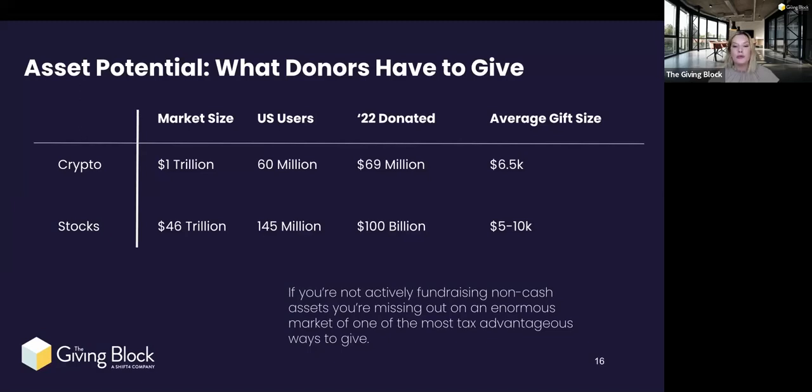So the beauty of a stock giving program, specifically one like the Giving Block's, is the ability for the donor to make a seamless stock donation. And with that age group, if you're looking again at those Gen Z and millennials, these are people that don't want to pick up the phone. They want it to be fast and painless. So we got you on that.